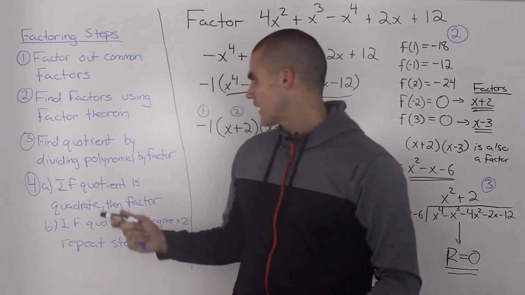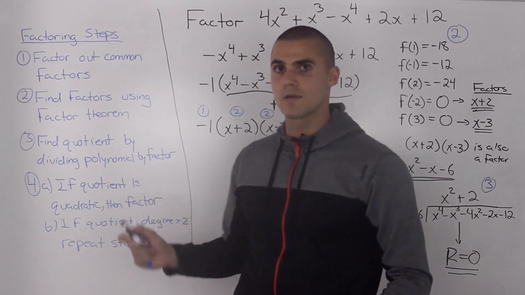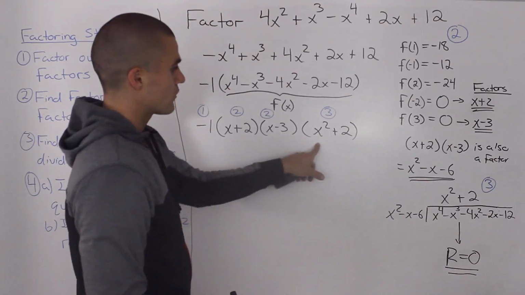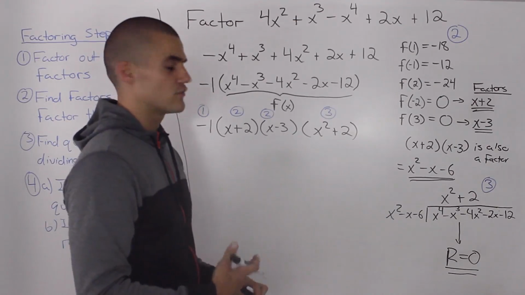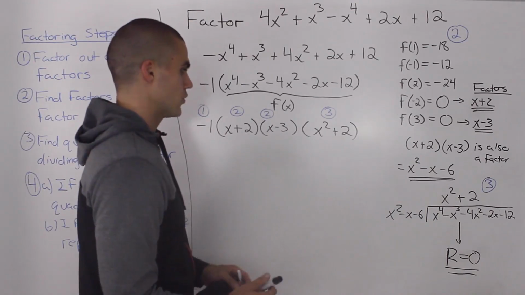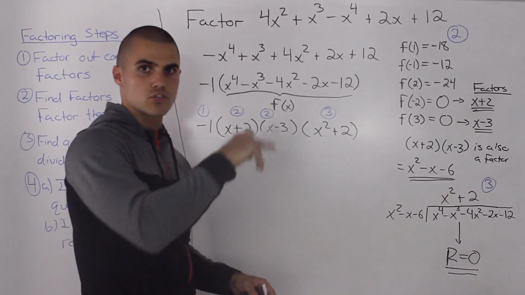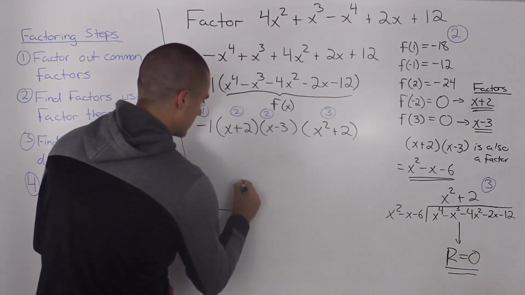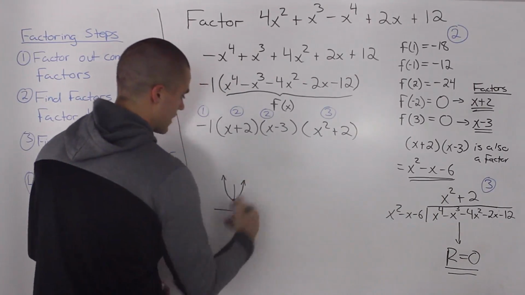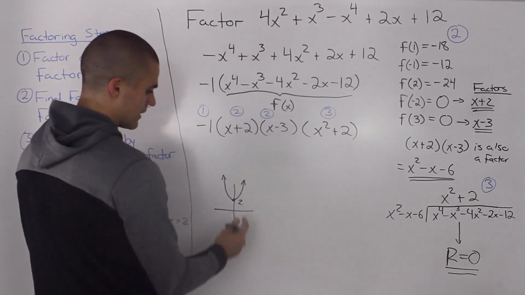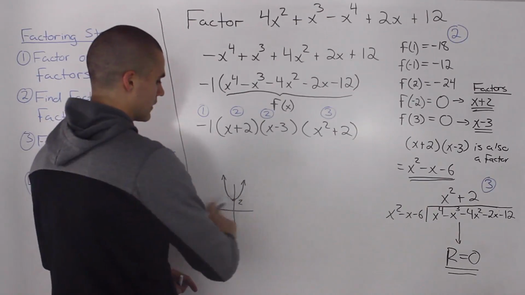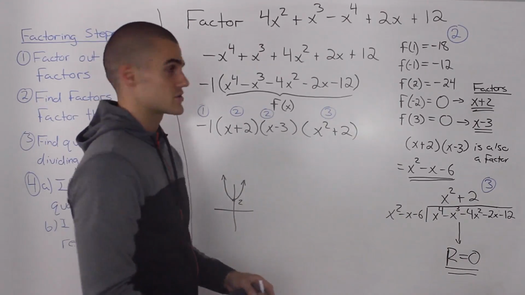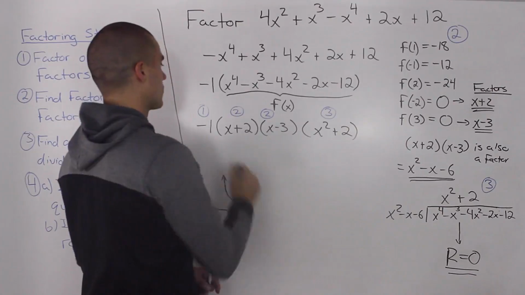So we go to step four, and it says that if the quotient is a quadratic, then we can factor it using techniques we already know, quadratic formula, decomposition, etc. However, in this case, x squared plus 2 is not factorable. You can't factor x squared plus 2. There are no roots for it. You could try to put it in the quadratic formula, but the square root part will be negative. Basically, x squared plus 2, if you remember, looks like this. It's just a quadratic that's shifted up by 2 units. So the y-intercept is 2. And notice how it doesn't go through the x-axis. So there are no roots to it. So you can't factor it. So this is our final result. This is the final factored form for this polynomial that we had here.